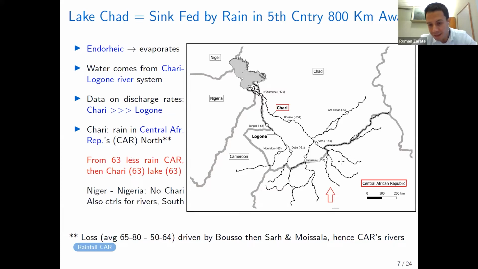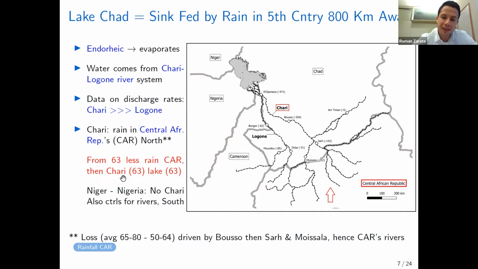What happened is that there was a large decrease in rainfall in the mountains of Central African Republic in 1963. Because of this decrease in rainfall in 1963, the water stopped flowing from the Chari-Logone River system from these mountains in Central African Republic to the lake, and all of the water of the lake evaporates.